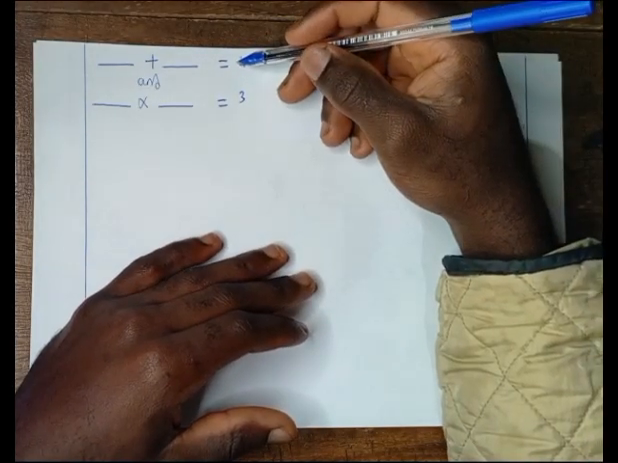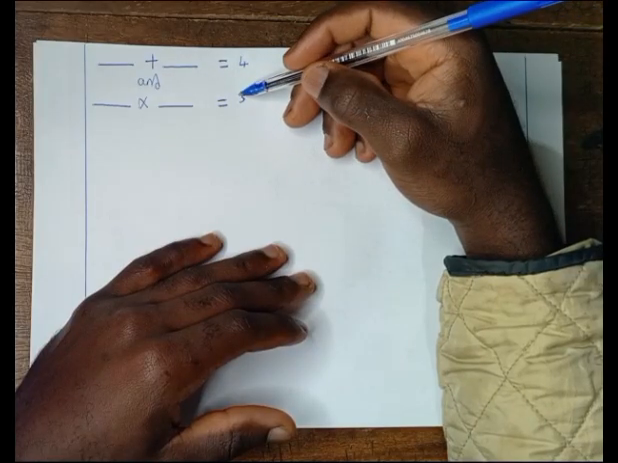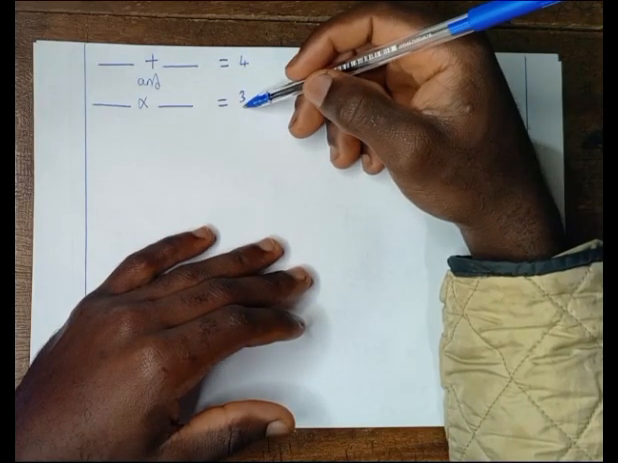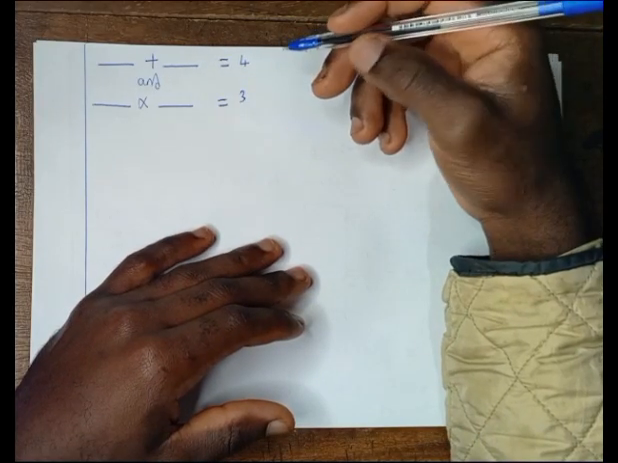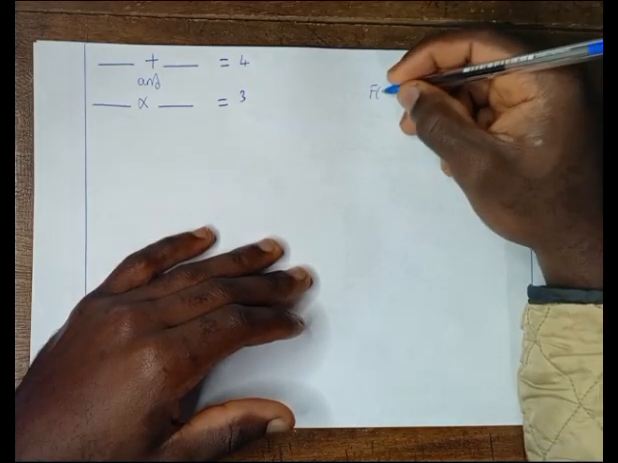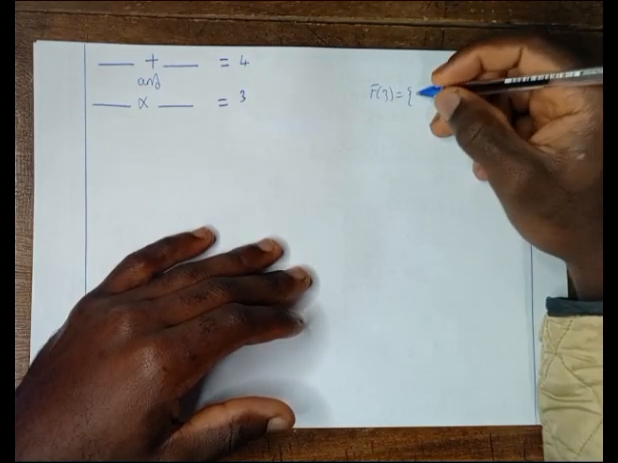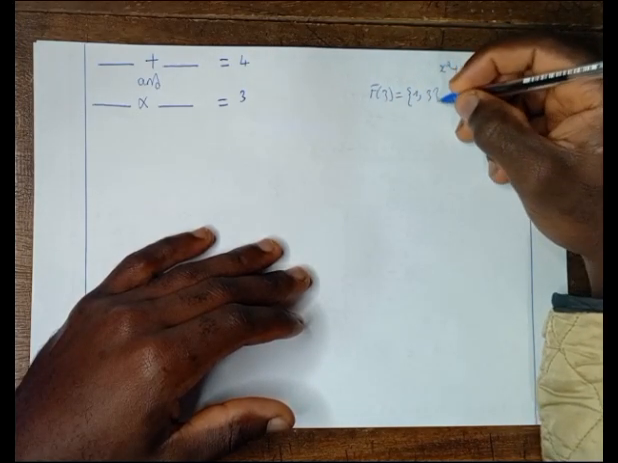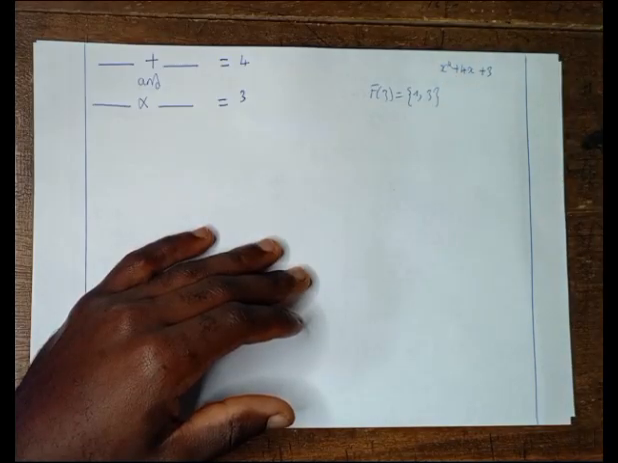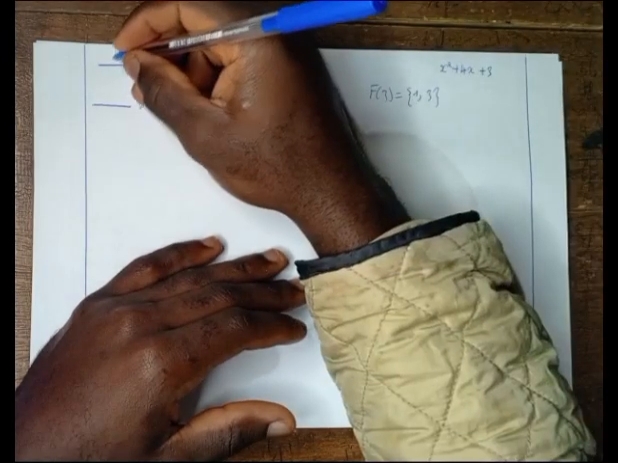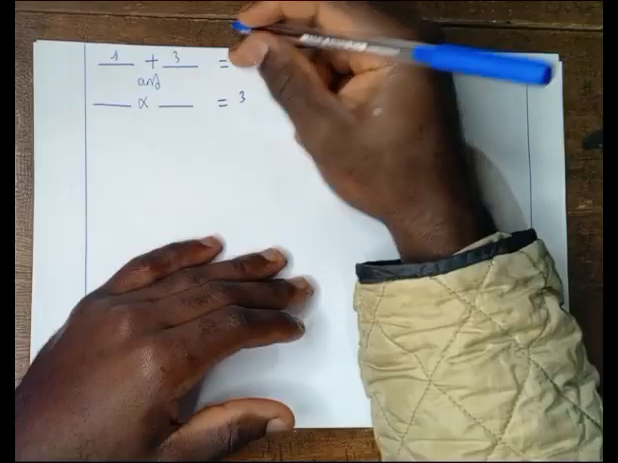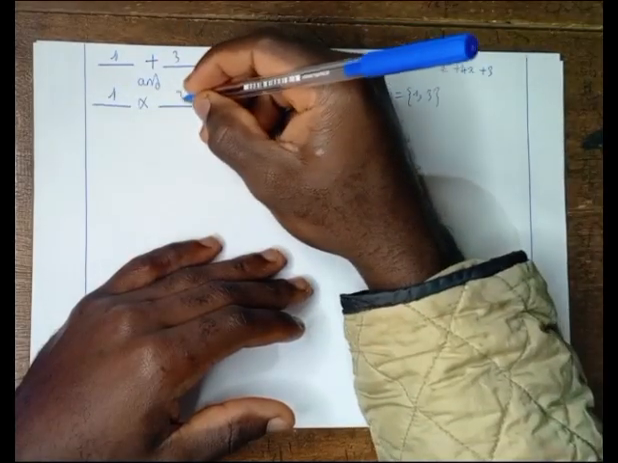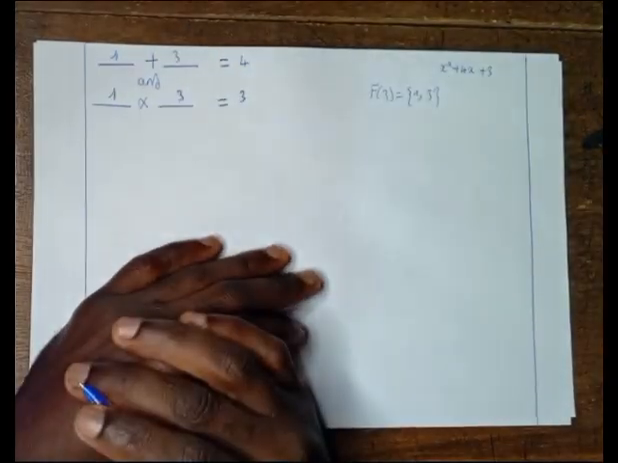The sum is positive, the product is positive, so it means that the two factors of 3 must be positive factors of 3. If you write out the positive factors of 3, we have 1, 3. 3 is a prime number. If you take 1 plus 3, it gives us 4. 1 times 3 is equal to 3.